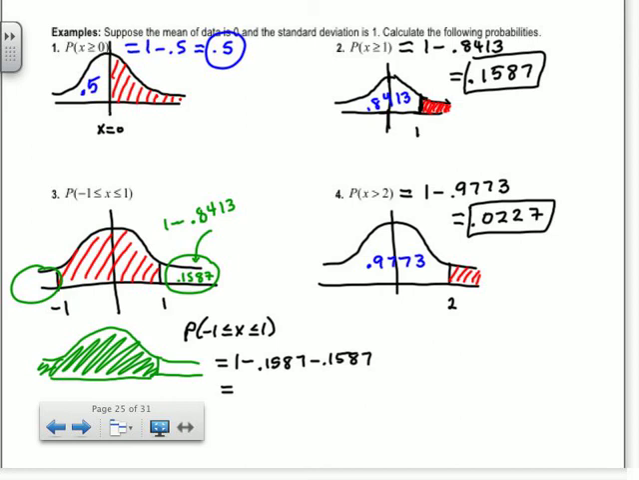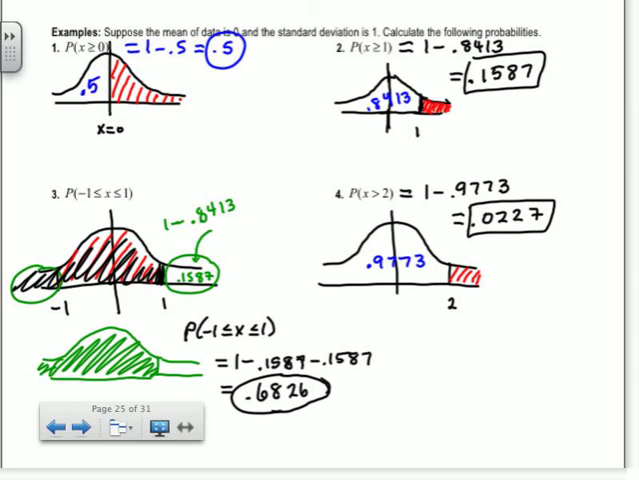How did you get the 0.1587? I did 1 minus 0.8413. So the 0.8413 was your area all the way up until 1. All right, subtract them out. What do you get? 0.6827? Thank you. Okay, so that's your answer. Okay, making sense so far?